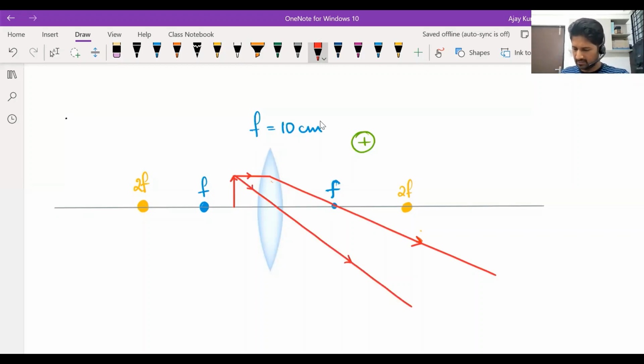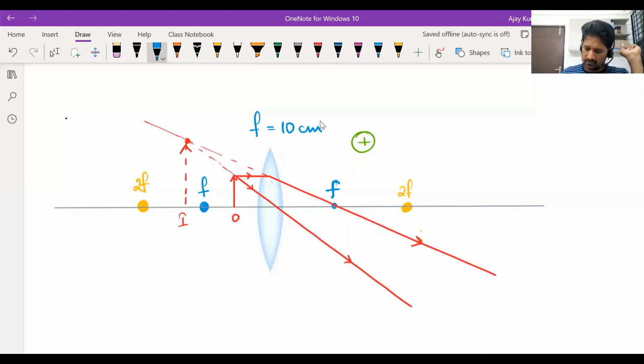But if the eye is on the right side, then these rays will appear to be entering into the eye from somewhere back here. Just extend them in the backward direction. This is the common point from which they appear to be coming. So this is the image position for this object. So we get an upright image, we get an enlarged image, and seeing this is much easier actually.